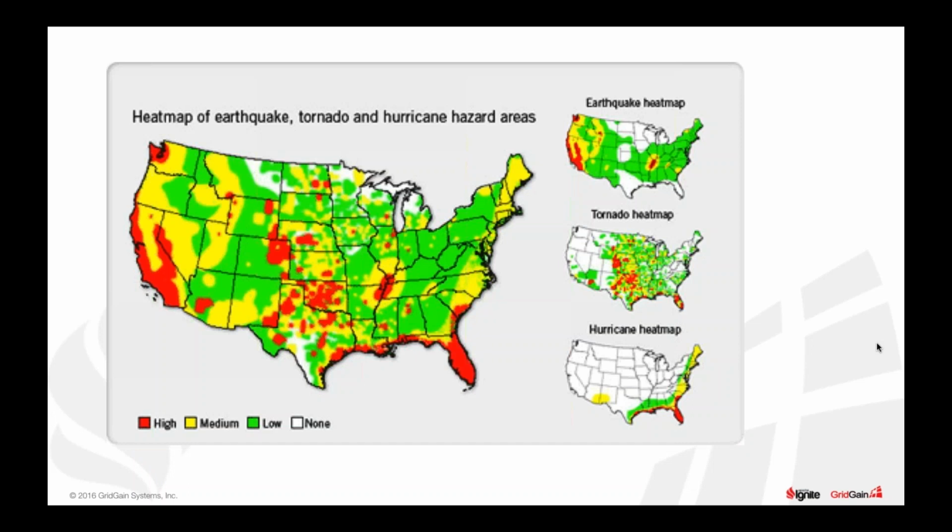And if you take a look at this map from the National Oceanographic and Atmospheric Association, they're saying where the high, medium, and low risk areas for earthquakes, tornadoes, and hurricanes are. According to this map, there aren't a lot of safe places. So it behooves you to set up your system to replicate to multiple different data centers.